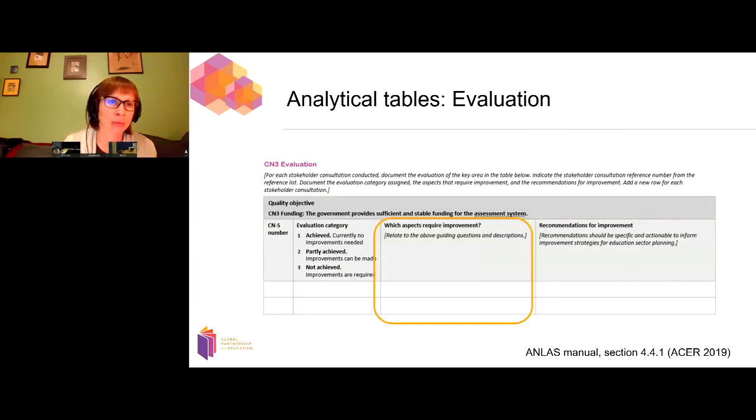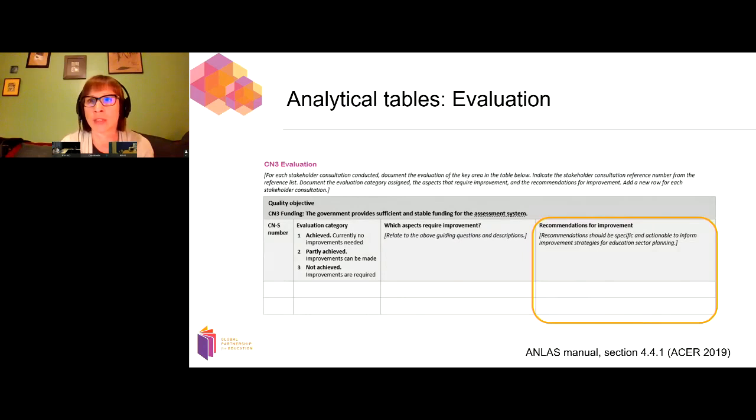Based on the description and the evaluation of this key area, it is then possible to identify aspects for improvement, and they can then be recorded in this analytical table. And also, next please, there is room in the table to record the recommendations for improvement. Next please.